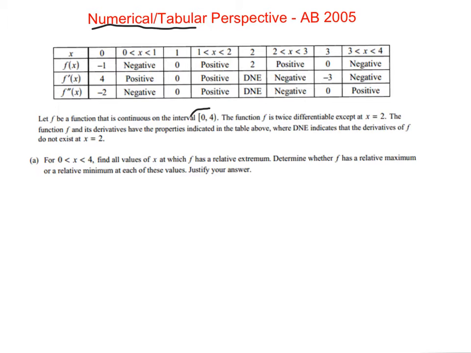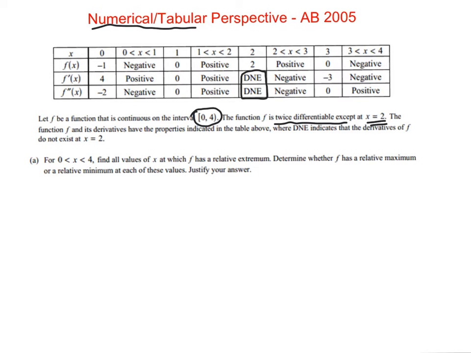I'm told that it's continuous on a closed interval, and it's also twice differentiable. So that means the second derivative does exist, except at x equals 2. And we can see that at x equals 2, both the first derivative and the second derivative do not exist. We have these properties in the table above: D and E, meaning the derivatives of f do not exist.